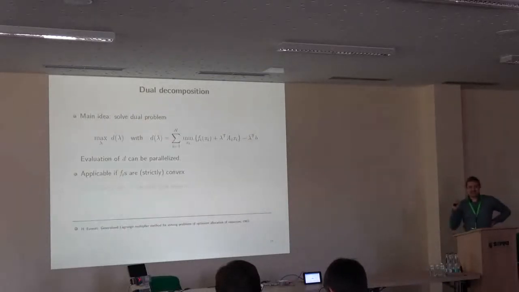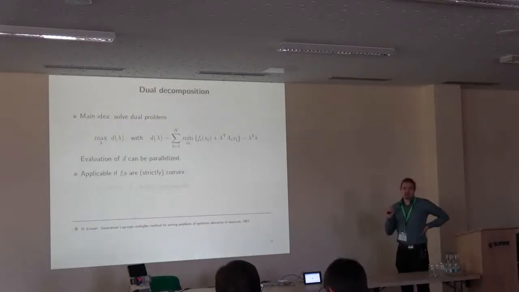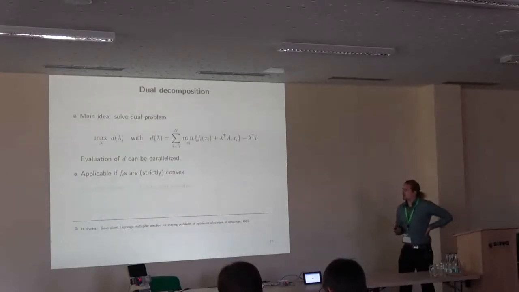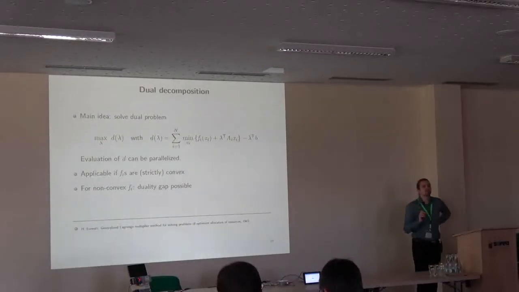So actually the big limitation here is this dual optimization problem is only equivalent to the primal one if the functions are strictly convex. Well, that's not quite true, right? There are some non-convex optimization problems where we have no duality gap, but they are rare or scarce. So that will not work in general for non-convex optimization problems. So for non-convex fi, a duality gap is possible.